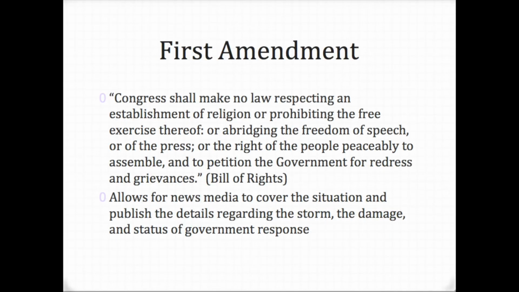We're going to start off with the First Amendment. The First Amendment is an important constitutional right in regard to disaster situations. The First Amendment says that Congress shall make no law respecting an establishment of religion or prohibiting the free exercise thereof, or abridging the freedom of speech or of the press, or the right of the people peaceably to assemble and to petition the government for redress of grievances. During a disaster, this allows for news media to cover the situation and publish the details regarding the storm, the damage, and the status of the government response.